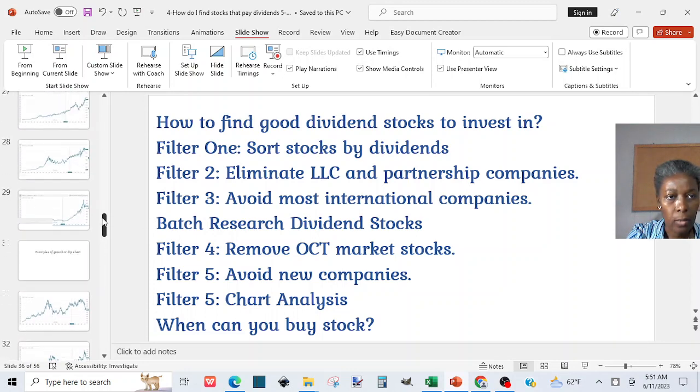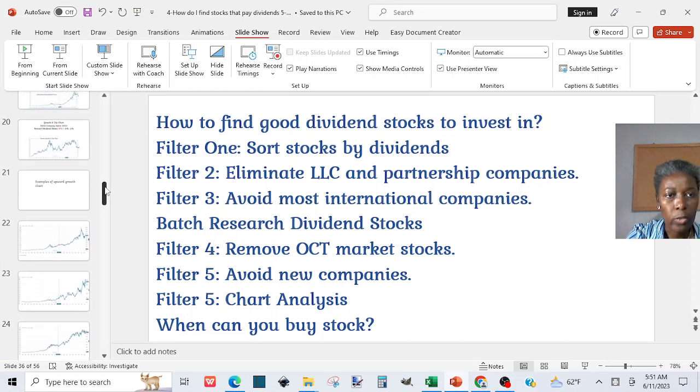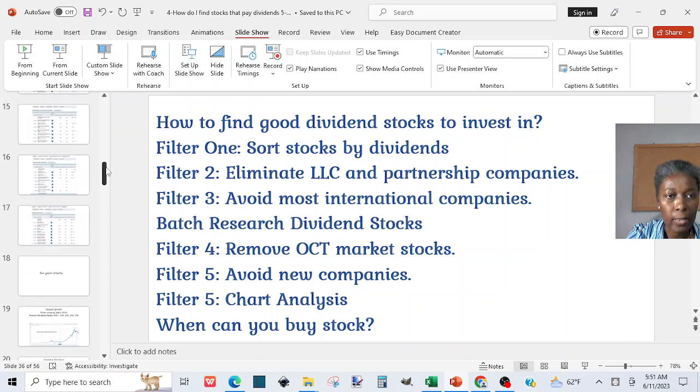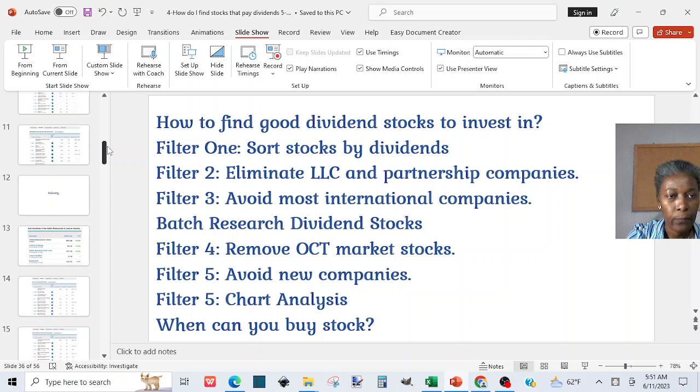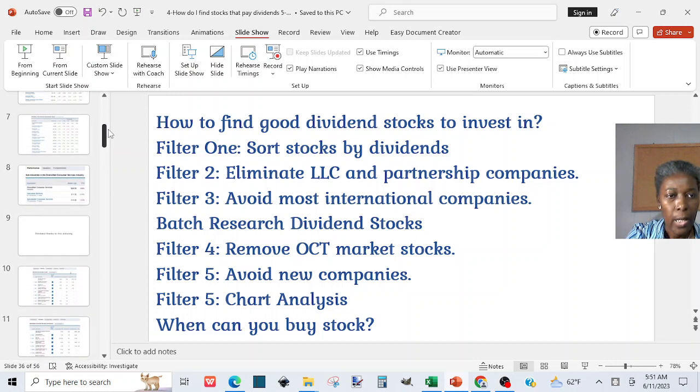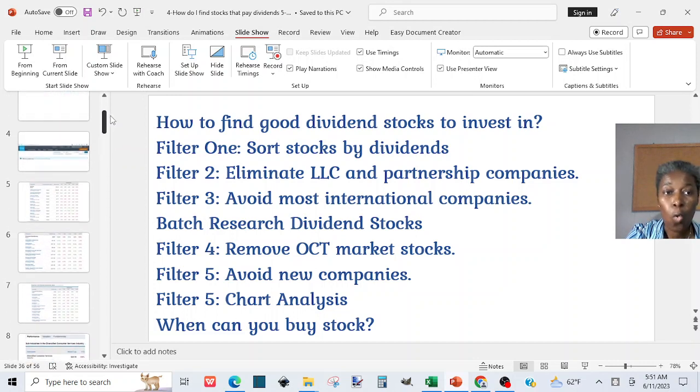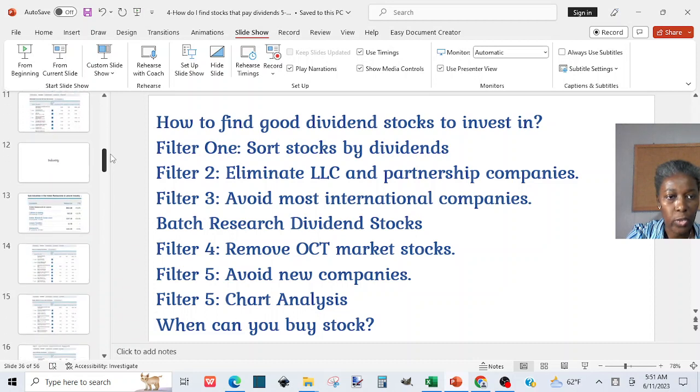So let's see if we have another criteria here. I think I came across it a little bit here. You want to set a dividend yield to work with. And again, it depends on your goal, what you are trying to reach.